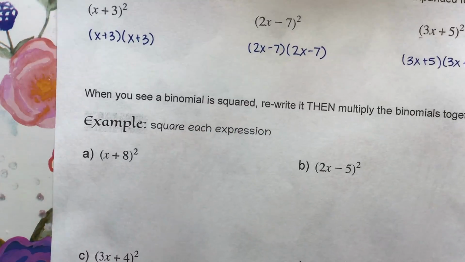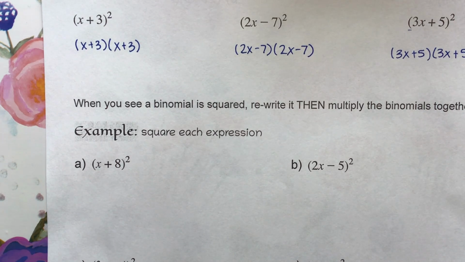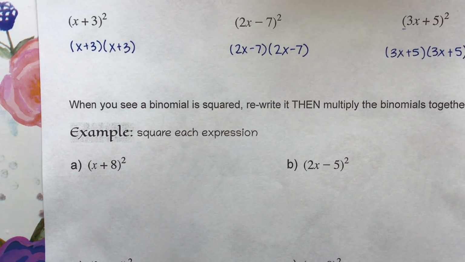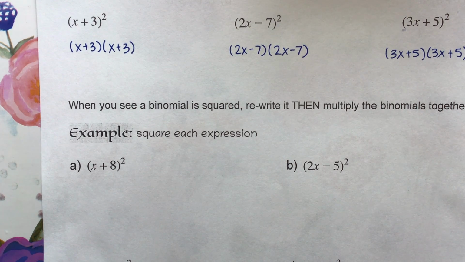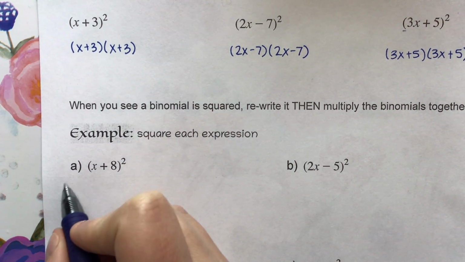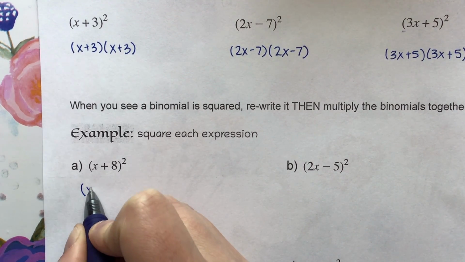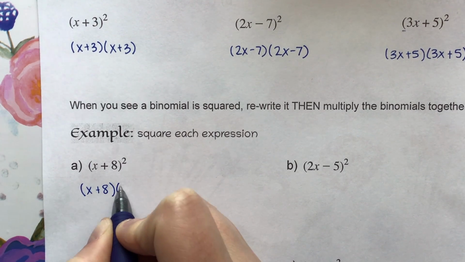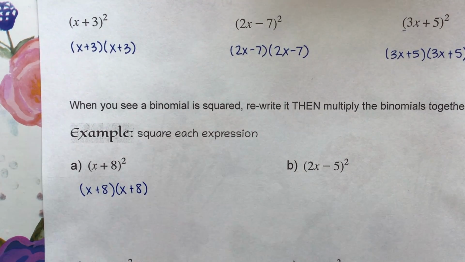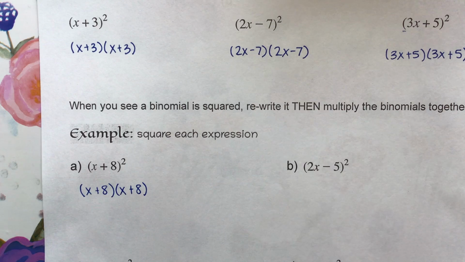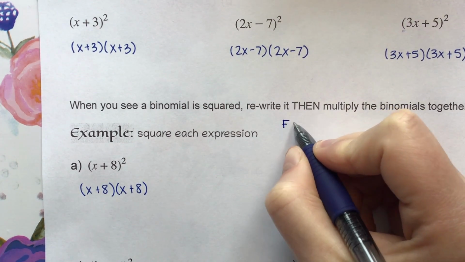Now, when you see a binomial is squared, you should rewrite it and then multiply the binomials together. Do not try to do it in your head because it's very easy to accidentally miss a step. So we're going to be foiling in these examples again. First, I'm going to rewrite this expression as two terms: x plus 8 times x plus 8. And then I'm going to use the FOIL strategy that we talked about in a previous lesson.